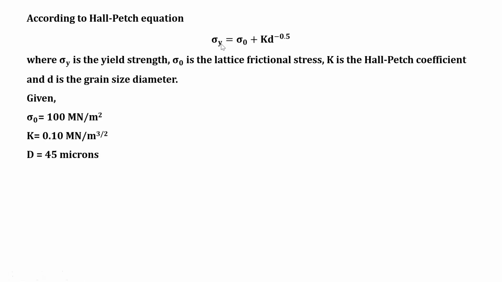So sigma 0 is given as 100, k is given as 0.10, and d is 45 microns. Please note that two are in meters and one is in micrometers, and we have to convert it into the same unit.